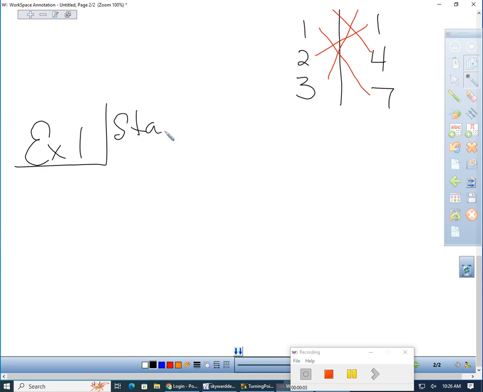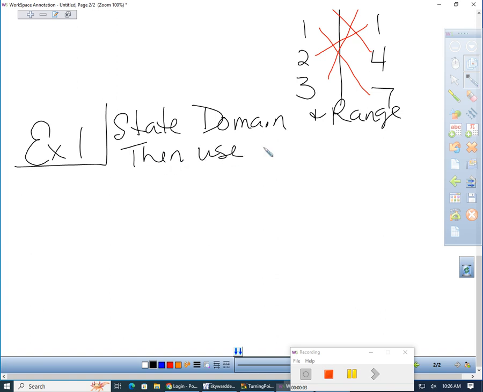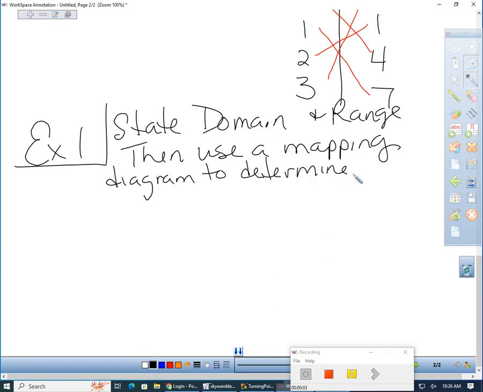State the domain and range, then use a mapping diagram to determine if the relation is a function.